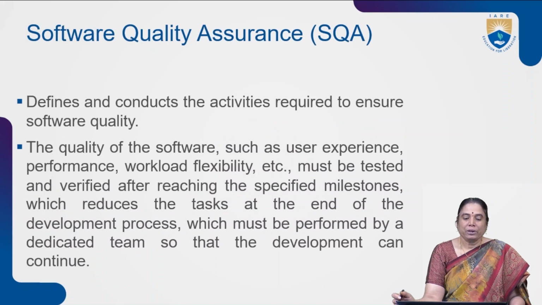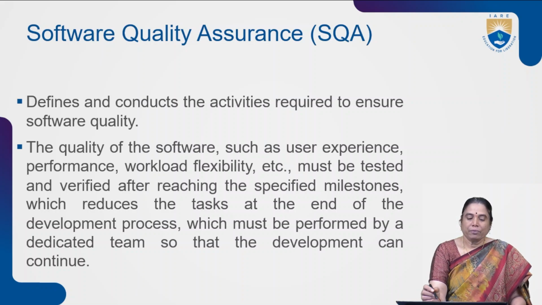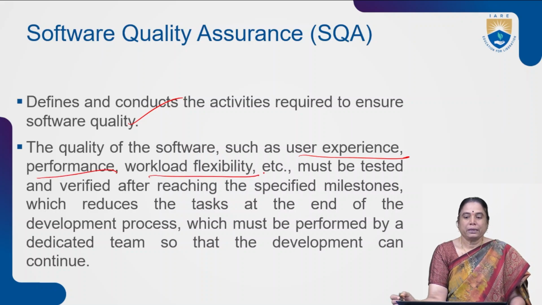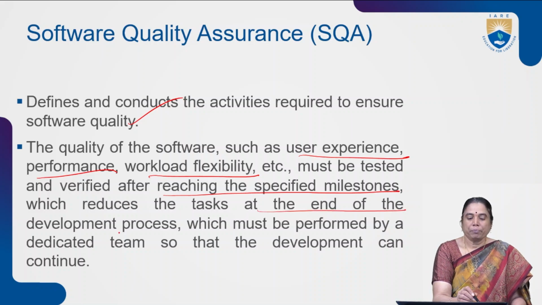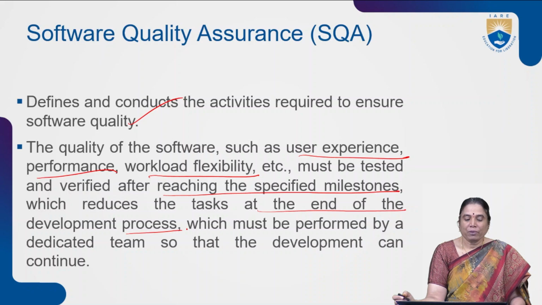The next umbrella activity is software quality assurance. It defines and conducts the activities required to ensure the software quality. The quality of the software, such as user experience, performance, and workload flexibility, must be tested and verified after reaching specific milestones, which reduces the tasks at the end of the development process that must be performed by a dedicated team, so that development can be continued.